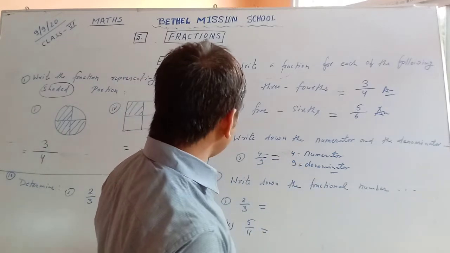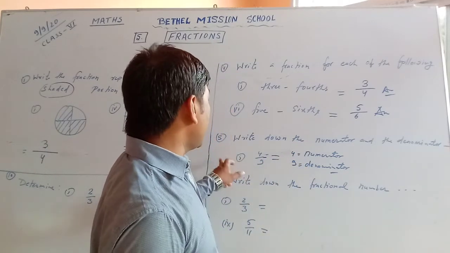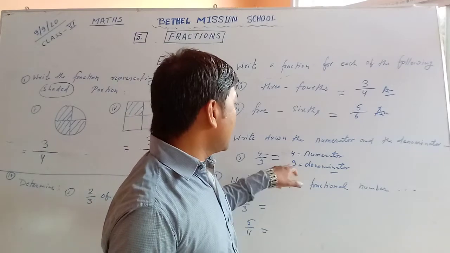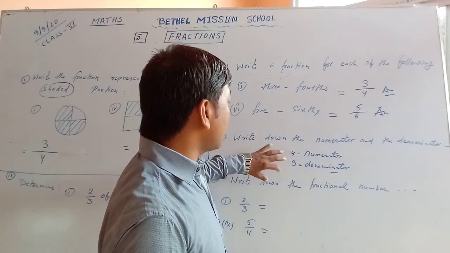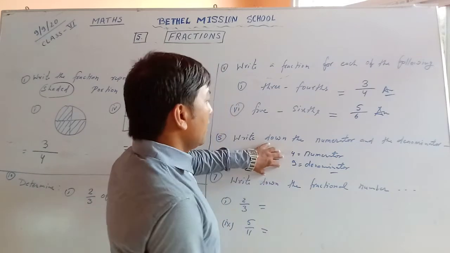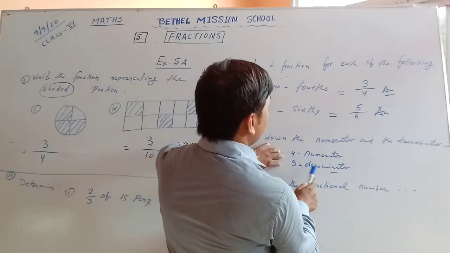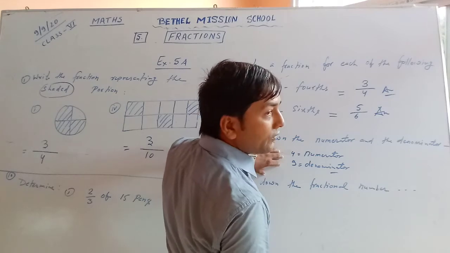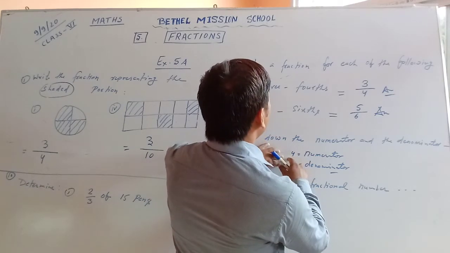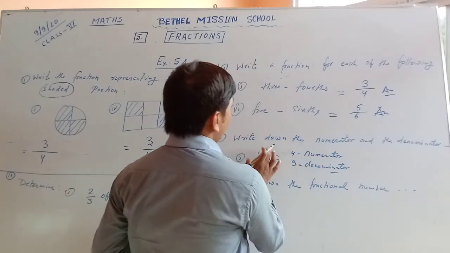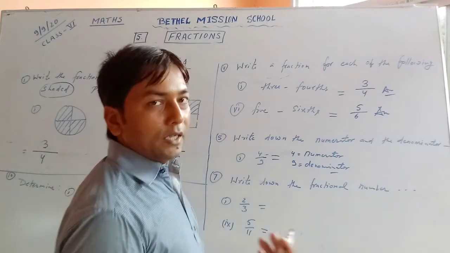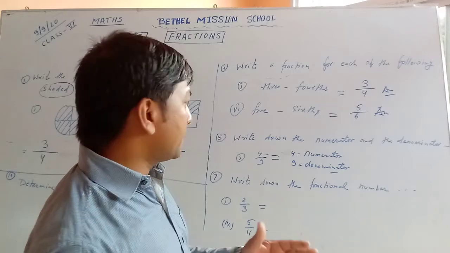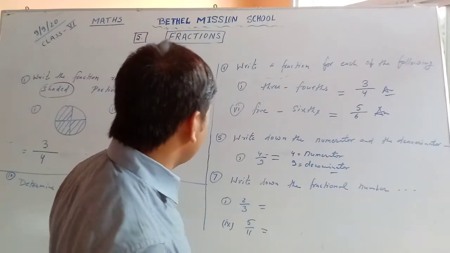Now 6 number is just the same, but numerator and denominator are given and you have to write the fraction, just the opposite. The numerator is given, the denominator is given, and you have to write the fraction. Then the fraction is 4 upon 9. This is 4 upon 9. Numerator and denominator are given, you have to write the fraction.